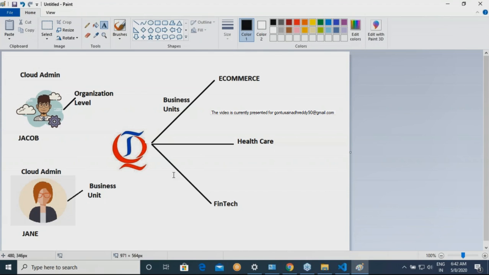But what is the difference, right? One works at an organization level, that is at a Quality Thought level, so available for all the business units. The other one works at a business unit level. In a business unit, we'll have multiple projects. So she will be available for multiple projects, and Jacob will be available for multiple business units. Generally, you might have this kind of setup in your organizations, or some organizations also have cloud engineers at a project level, right?